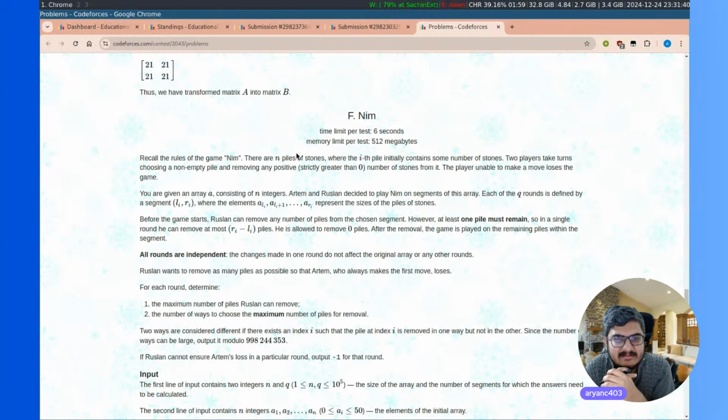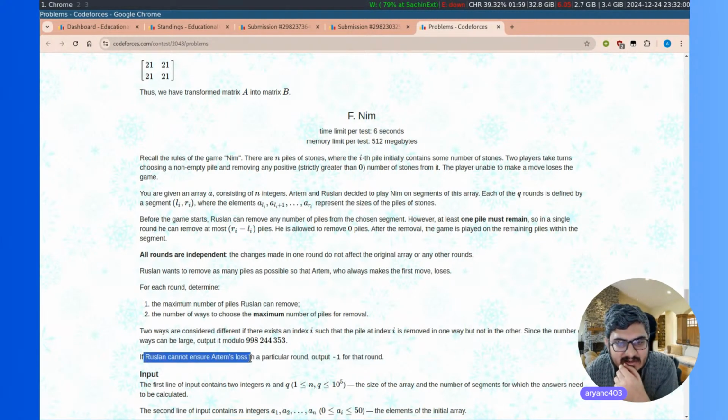Ruslan wants to remove as many piles as possible so that Artem, who always makes the first move, loses. For each round, determine the maximum number of piles Ruslan can remove, and the number of ways to choose the maximum number of piles for removal. Two ways are considered different if there exists an index i such that the pile at the ith index is removed in one way and not in the other, printed modulo this. And if Ruslan cannot ensure Artem loses, then print -1.